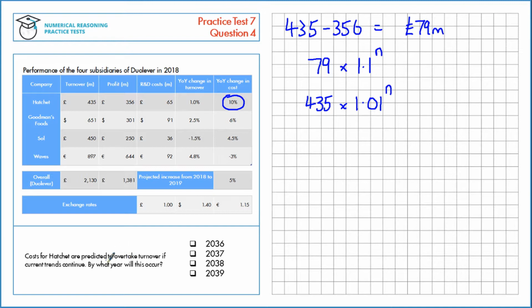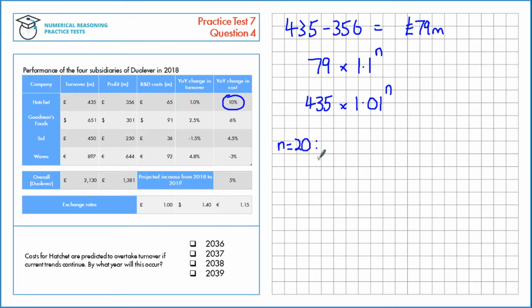So we need to know when costs overtake the turnover. So when is this greater than this? What we can do is start substituting values for n in and calculating them. So I could do 79 times 1.1 to the power 9, calculate on the calculator, and do the same thing here where n is 9.